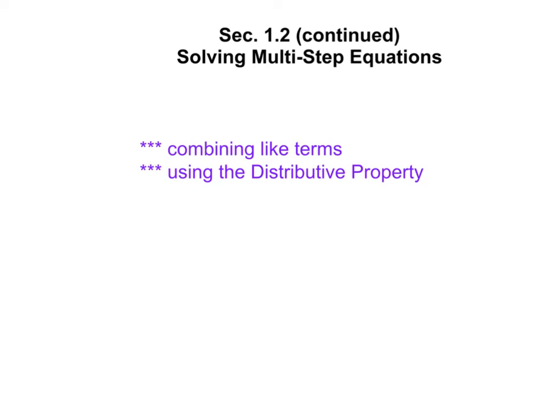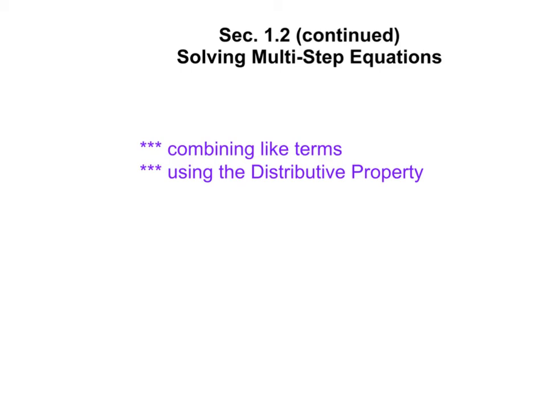So welcome to the second part of section 1.2. It's the third video, but it's really the second part. The first two videos I took you through equations that really only had three terms. There was a term that had a variable in it, and then you added or subtracted something to that, and then it equaled a third term over on the other side.